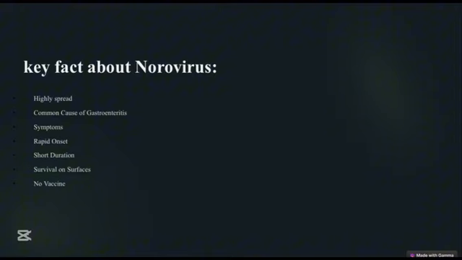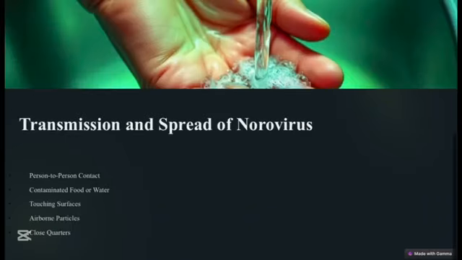Survival on surfaces: the virus can survive on surfaces for days or even weeks, making it easy to spread. No vaccine. There is currently no vaccine to prevent norovirus infection. So the next is causes and transmission.